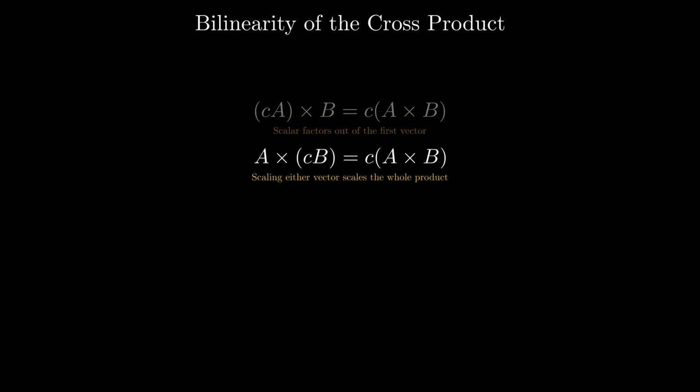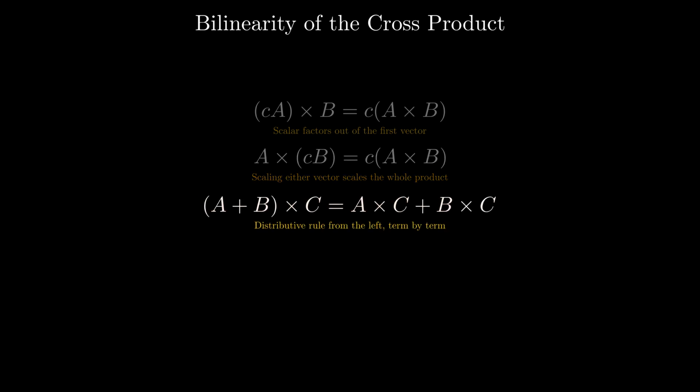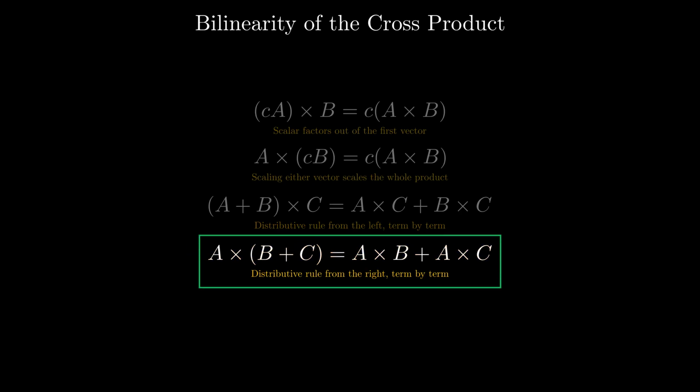Two more properties. First, scalars factor out. For a scalar C, the quantity C times A crossed with B equals C times the quantity A cross B. Likewise, A crossed with C times B equals C times A cross B. So scaling either vector scales the whole product. Second, the cross product distributes over vector addition. The quantity A plus B crossed with C equals A cross C plus B cross C. Similarly, A crossed with the quantity B plus C equals A cross B plus A cross C. These rules let us expand cross products of sums term by term, just like ordinary algebra.